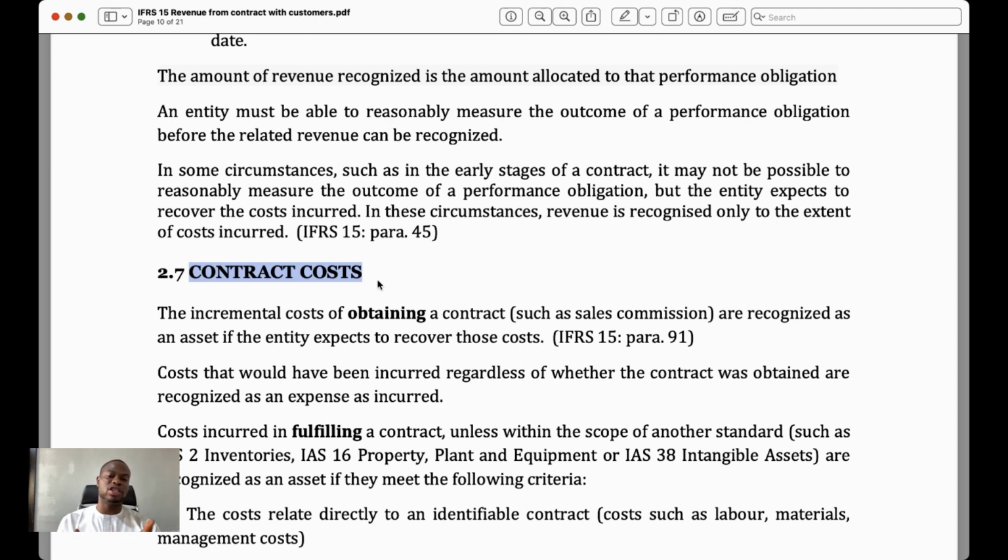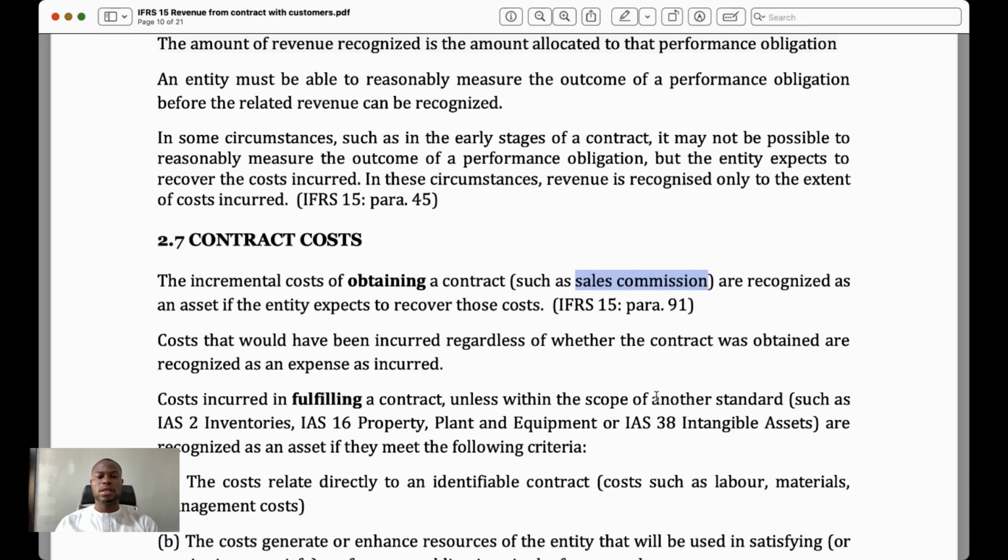Cost of obtaining will majorly be sales commission. If you have to pay some marketers money, saying okay, go and get this job, and when you get this job, I'll pay you 5%, it's a contract cost. If you are sure that this money you want to pay to this person, you would recover it, you recognize that money as an asset. So when you recognize revenue, then you expense that asset. That means you transfer it from assets to expense.